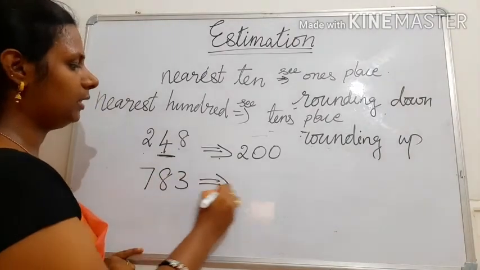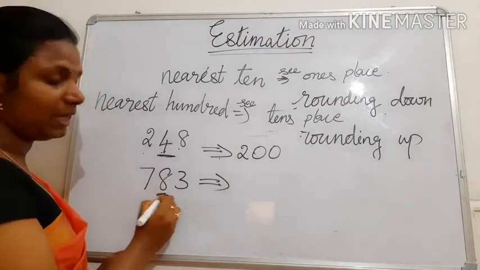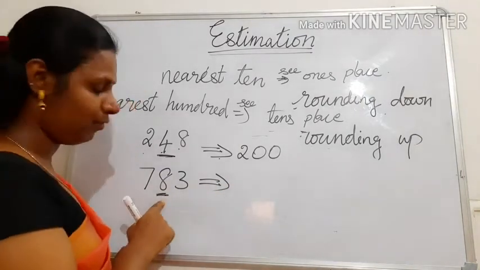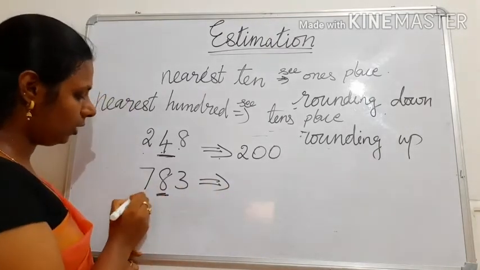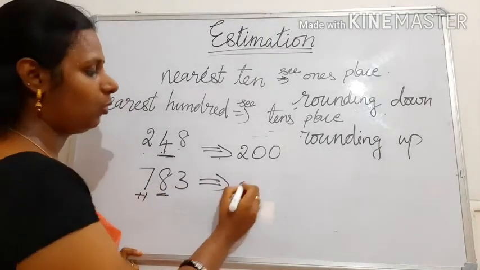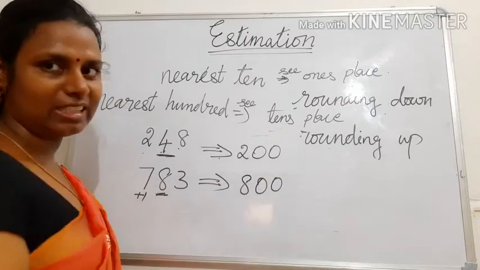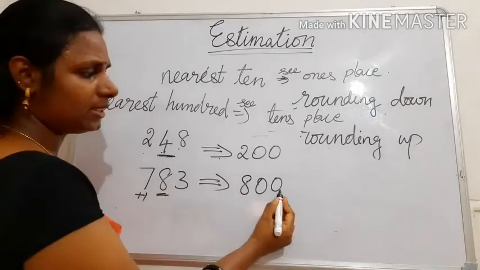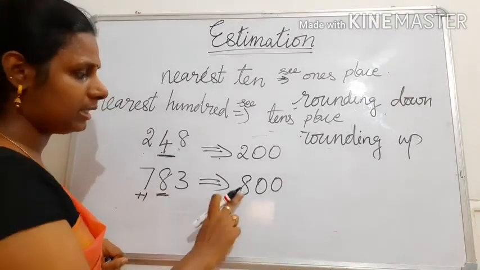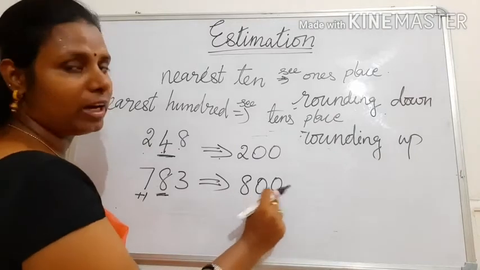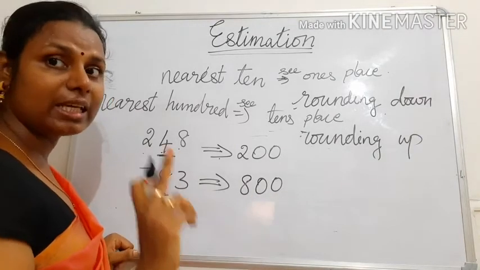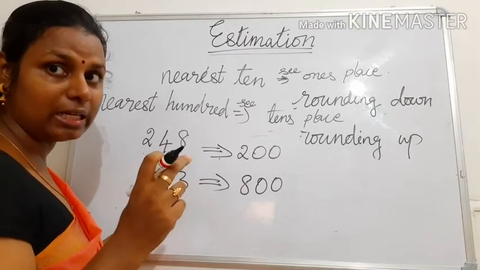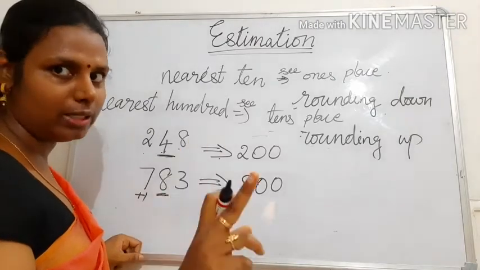If it is 783, here we have to see tens place, that is greater than 5. So in hundreds place we have to add 1. We have to write 800. In the other two places, you have to write 0. If it is nearest 100, you will write hundreds place and ones place, tens place must be 0. If it is nearest 10, you will do the calculation whether to add or not, you will write tens place, then in ones place, you have to write 0.